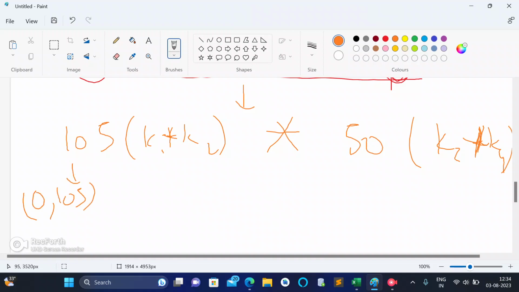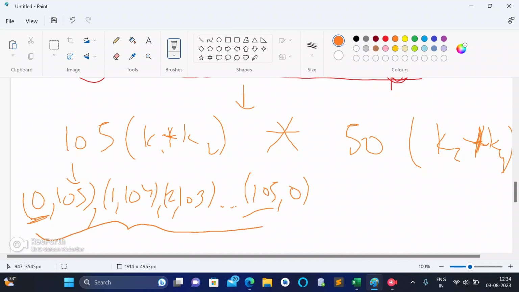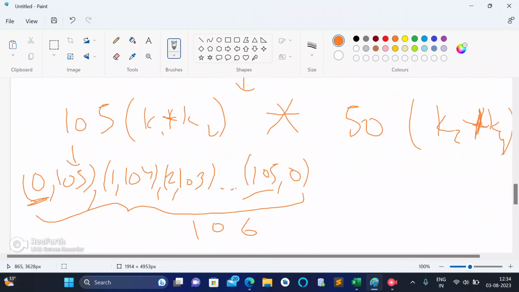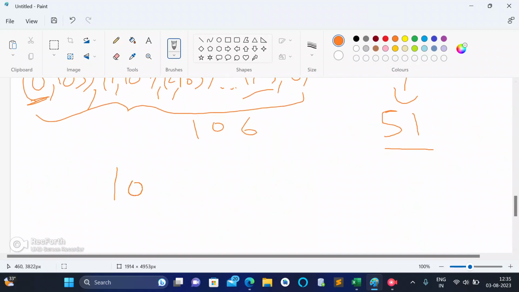So the number of ways to represent 105 as the sum of two numbers: I can put 0 and 105, then I can put 1 and 104, then 2 and 103, and so on till 105 and 0. So you can easily figure out it is from 0 till 105, so the number of ways would be 106. Similarly in this fashion, here 0 and 50, then 1 and 49, and so on, so the number of ways will be 51.